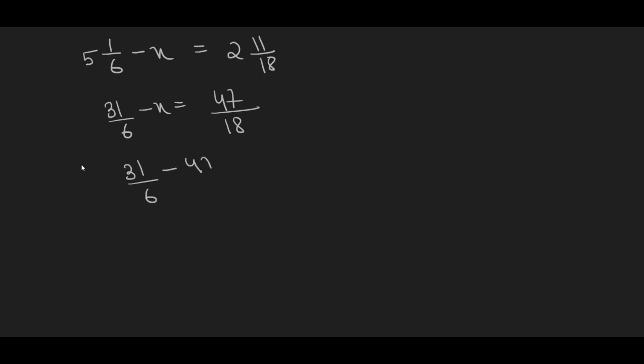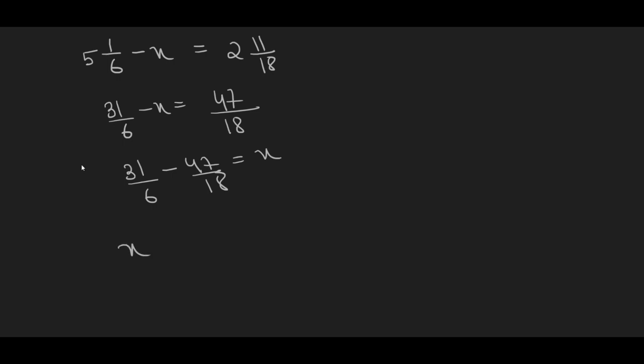Question number 9, children. What must be subtracted from 5 1 by 6 to get 2 11 by 18? So children, 5 6s are 30, 30 plus 1 is 31 upon 6 minus x equals 18 2s are 36, 36 plus 11 is 47 upon 18. So 31 upon 6 minus 47 upon 18, and you take this minus x here, it will be x.